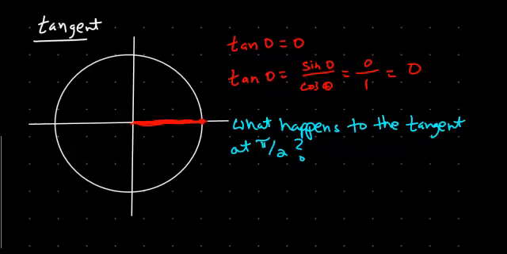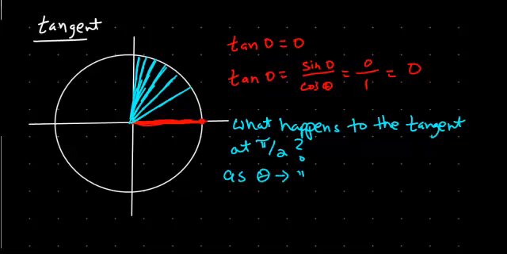So at pi over 2, first of all, let's think about what happens as theta is getting bigger and approaching pi over 2. What's happening to the slope of these lines? Okay? So, as theta approaches pi over 2, I hope you can see that the tangent, or the slope of these lines, is approaching infinity.